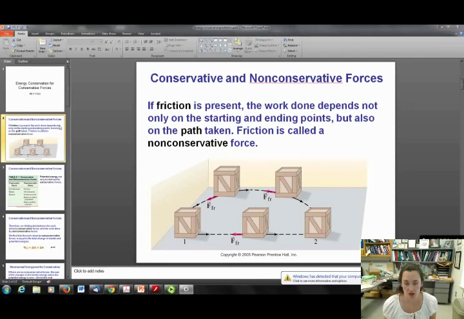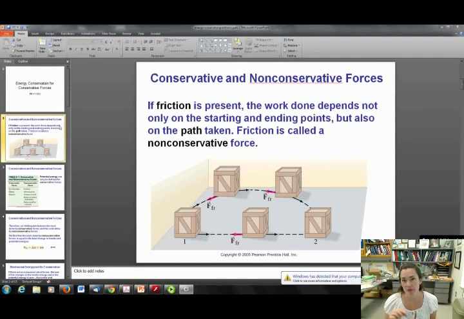of the system. So examples of non-conservative forces might include something like friction. If friction is present, then the work done depends not only on the starting and the ending points, but also on the path taken. So here you see two paths that the box could take to get from 1 to 2. If it starts at path 1 and goes in a straight line to path 2, then that gives it a shorter path. If it starts at path 1 and goes in a curved path around into point 2, then it goes in a longer path.